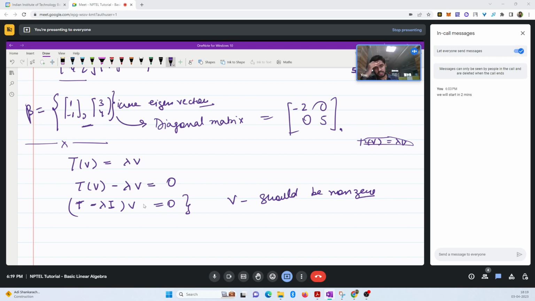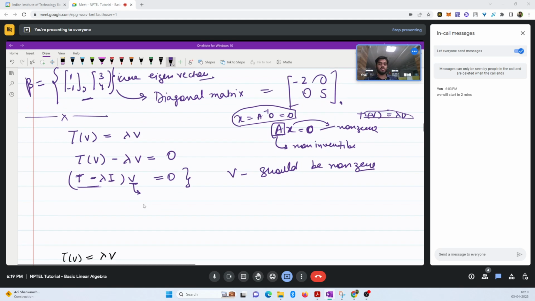When does a system of equations, let's say Ax equal to 0, have a non-zero solution? That means A is a non-invertible matrix. Why? If A were invertible, then you would get x equal to A inverse of 0, which is equal to 0. So if A inverse exists, then the only solution is x equal to 0. But we want v to be non-zero. That is, this matrix should not be full rank, or in other words, it should not be invertible.